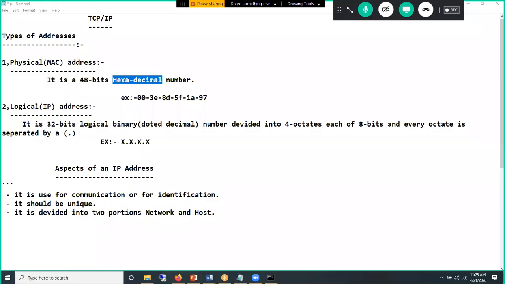Okay. So whenever you write an IP address, it is in the form of logical binary, but it is actually called dotted decimal. In the definition I'm writing here, it is in the form of logical binary. Computers understand only binary language. So for us to understand the IP address concept, we actually use the decimal format.